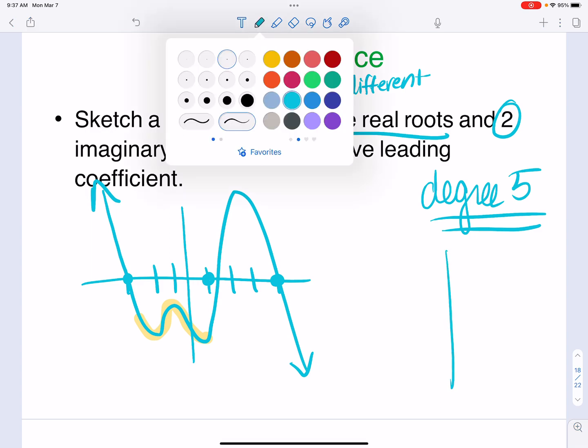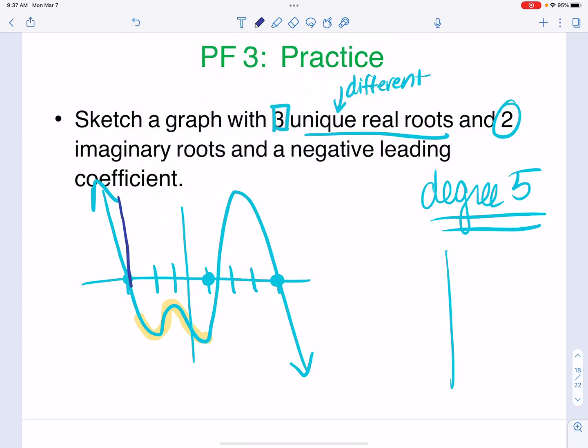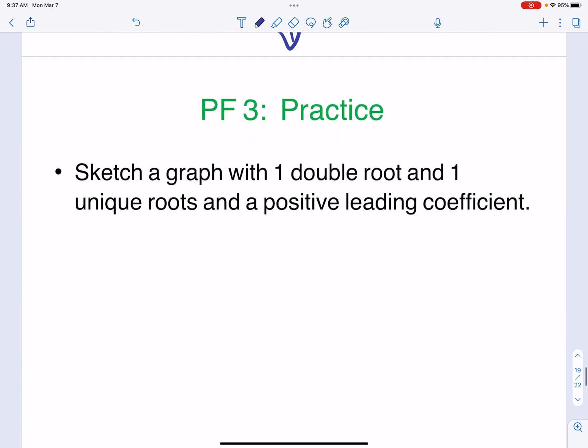Or I could make it go like the same thing. Well, I'll just use a different color. So I can make it come here, go back up, have the imaginary there, and go down. Like, I don't really care. There's a lot of answers, but it's going to hit the axis 3 times and then have either a bump above or a bump below.